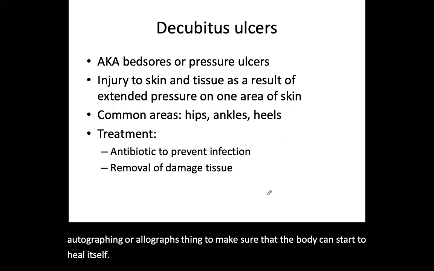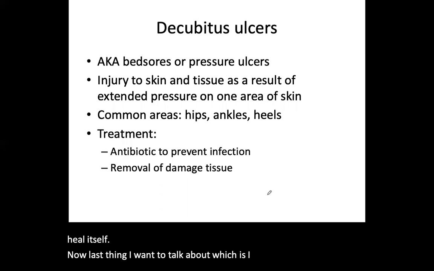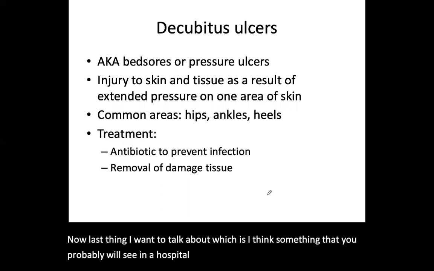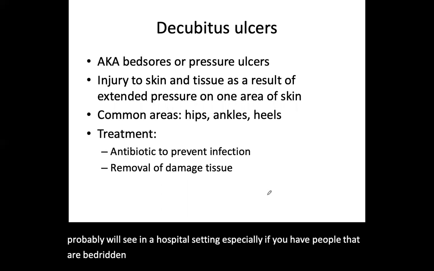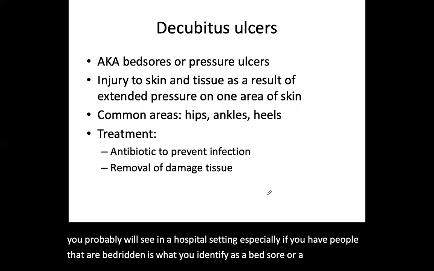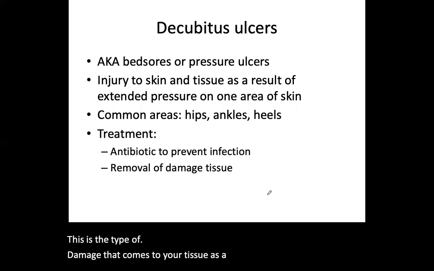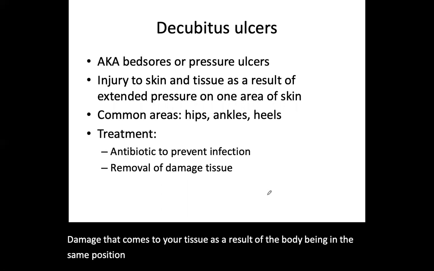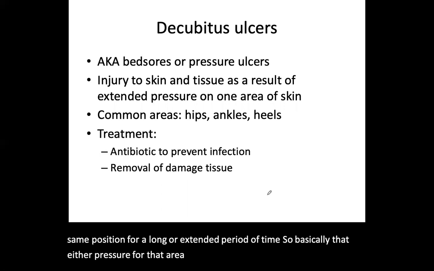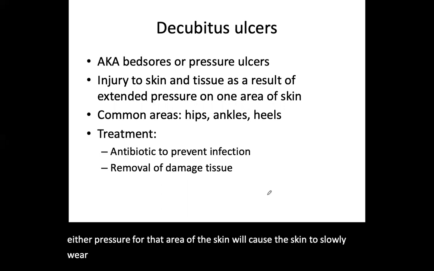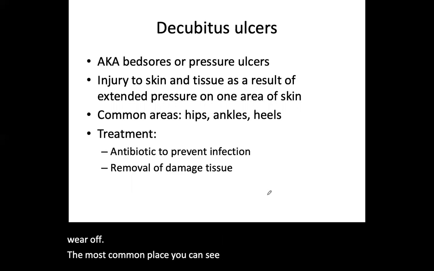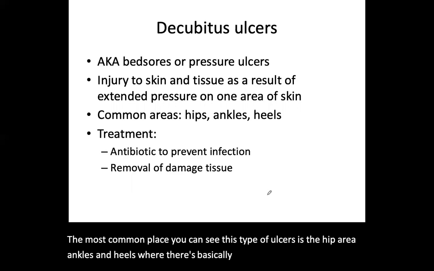Now, the last thing I want to talk about, which I think is something that you probably will see in a hospital setting, especially if you have people that are bedridden, is what we identify as a bed sore or a pressure ulcer. This is the type of damage that comes to your tissue as a result of the body being in the same position for a long or extended period of time. So basically that added pressure on that area of the skin will cause the skin to slowly wear off. The most common places you can see this type of ulcer are the hip area, ankles, and heels, where there's basically bone. And the most common type of treatment is, of course, antibiotics.